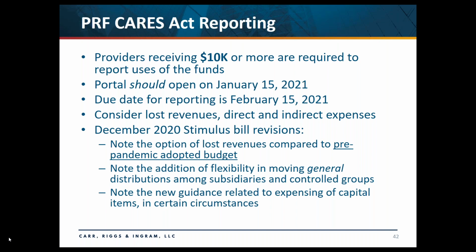With the stimulus bill that came through around Christmas, there were a few things that actually were codified into federal law, which means they made their way into the Federal Register, that were very helpful to healthcare providers. The biggest one, of course, is that when you're quantifying your lost revenues, you can now compare them to your pre-pandemic adopted budget. And when they say pre-pandemic, it has to be a budget that was in place before late March of 2020.